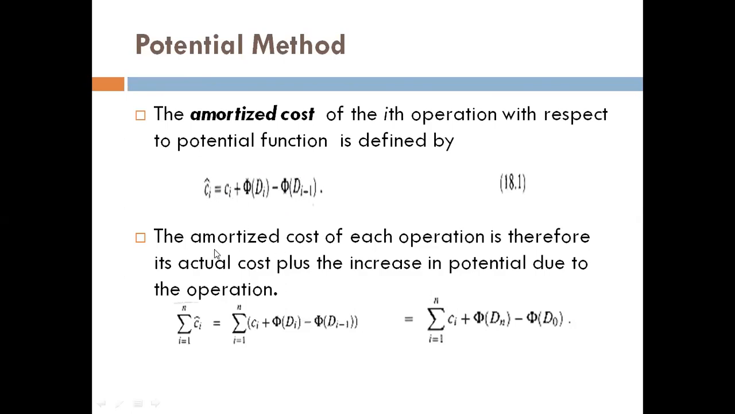The amortized cost of each operation is therefore its actual cost plus the increase in potential due to the operation. It means that if you want to perform any operation, after performing it we ask what the potential is, and before performing it what the potential was. We find the difference between these two states, and that is this difference. The first term is the actual cost, so the sum of these two is the amortized cost.